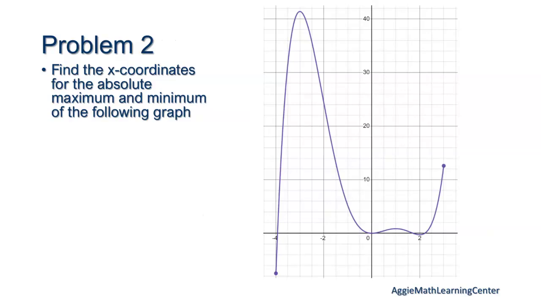So example problem 2 says: find the x coordinates for the absolute maximum and minimum of the following graph. This is a more conceptual question. What would you guys say is the absolute maximum? Negative 3, okay. x is equal to -3, because that corresponds to this, which is definitely higher than all other y values. What about an absolute minimum?